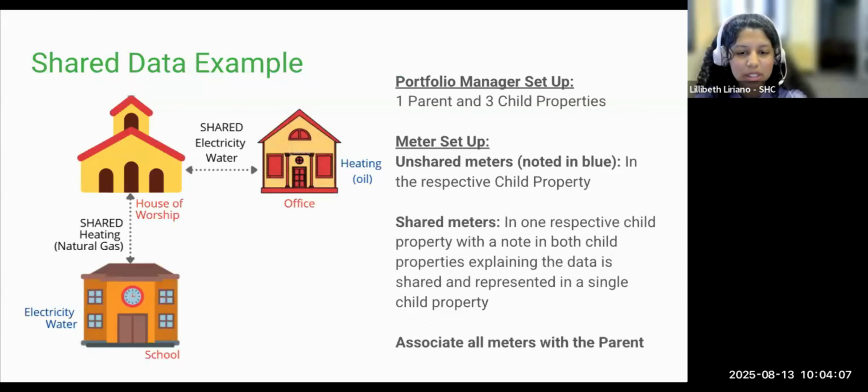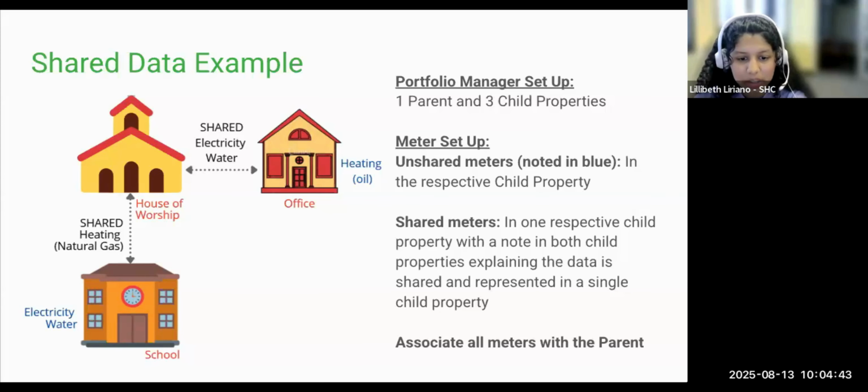Okay, so here we're going to take a look at a hypothetical example of a fairly common type of campus. We have a house of worship with an administrative office building and a school. To set up our campus in Portfolio Manager, we would create 3 child properties, one for each physical building, and then 1 parent property to represent the entire campus. We're going to dive a little deeper into the meter configurations.